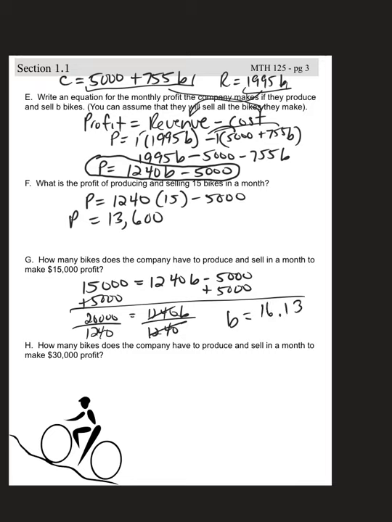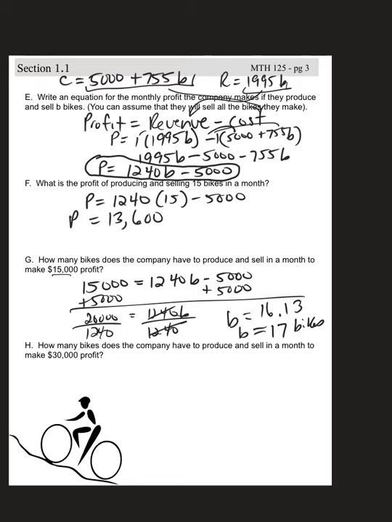16.13 bikes. Now this is one of those situations where you can't really sell 0.13 of a bike. So if we want to make $15,000 profit, we're actually going to have to make 17 bikes. If we sold just 16 bikes, we would be under how much profit we wanted. We would be under 15,000. So 17 is going to have to be our final answer.